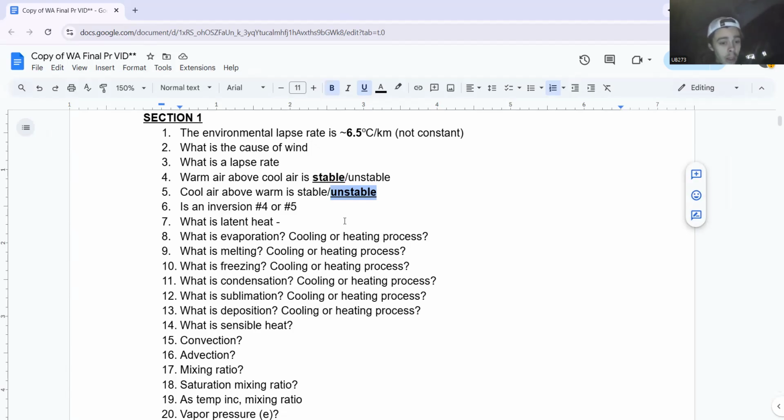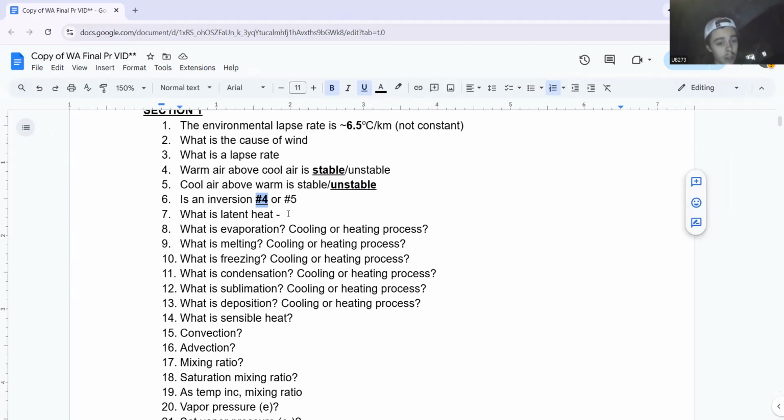What is an inversion, number 4 or 5? An inversion is number 4, because if you have warm air above cool air, that's not typical since temperature usually decreases with height. But since that happens, it's an inversion. What is latent heat? Latent heat is heat that is a result of a phase change.